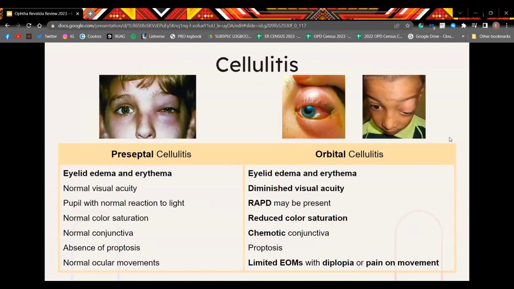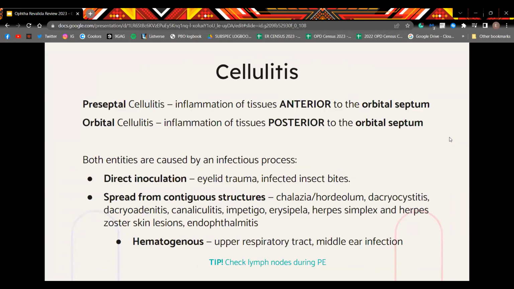Okay, so next would be cellulitis naman. So divided into two, preseptal and orbital. So ang important dito would be differentiating between the preseptal and the orbital. Okay, so preseptal is inflammation of tissues anterior to the orbital septum. Orbital naman would be posterior to the orbital septum. So both of these are caused by an infection process, no, either due to direct inoculation, pwedeng nakagat ng insekto, or spread from contiguous structures.